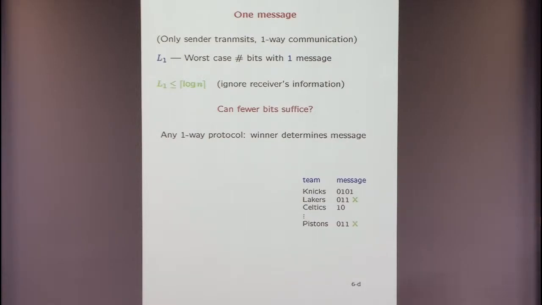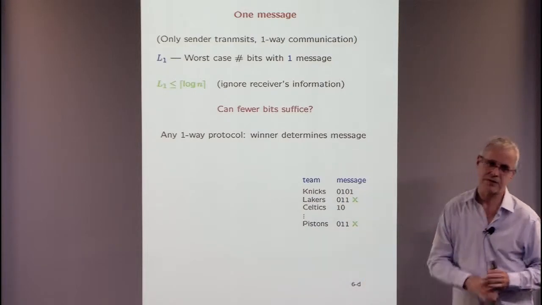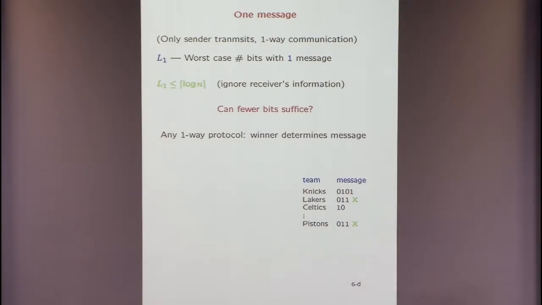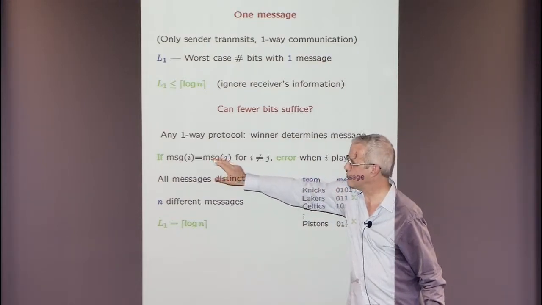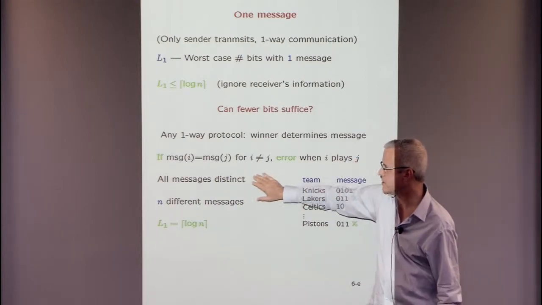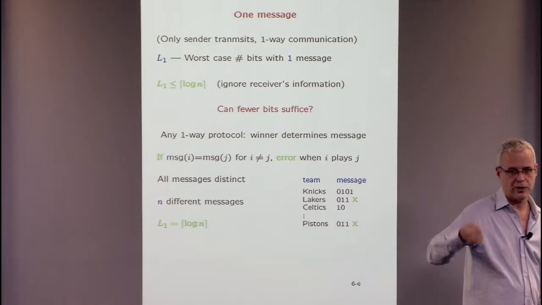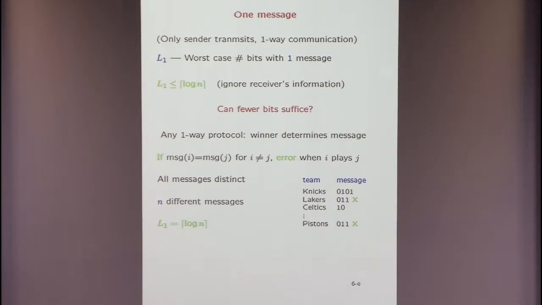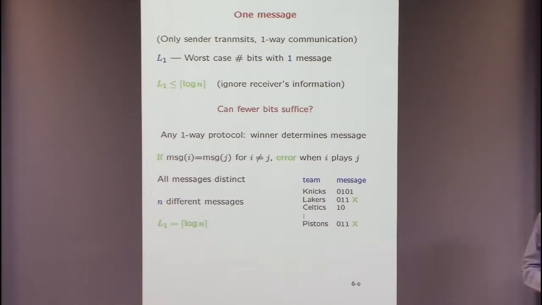So therefore, if we have a one-way protocol, we want it to be correct, every team has to have a different message. If 2 teams have the same message, then there's an error if these 2 teams play. So all messages must be distinct, so there must be n different messages. So at least one of them will have a length log n. Therefore, if we insist on a single message, on one-way communication, we need to transmit log n bits.